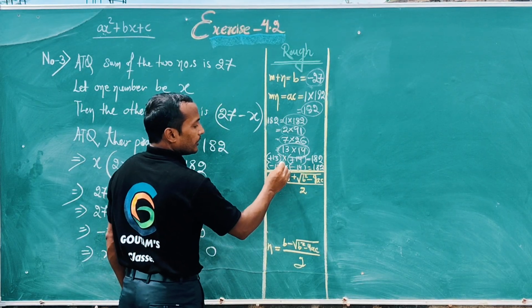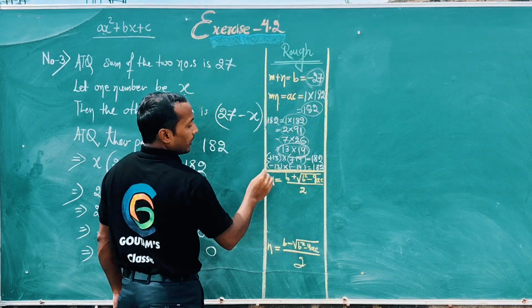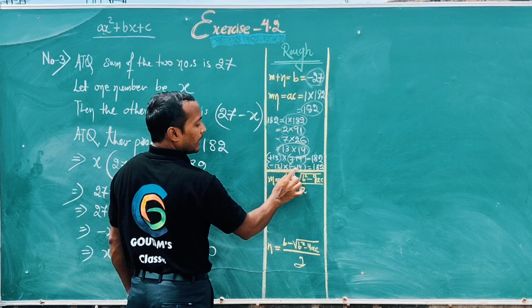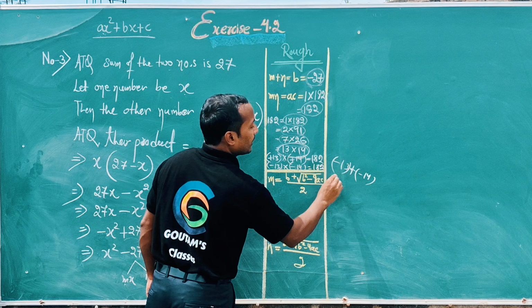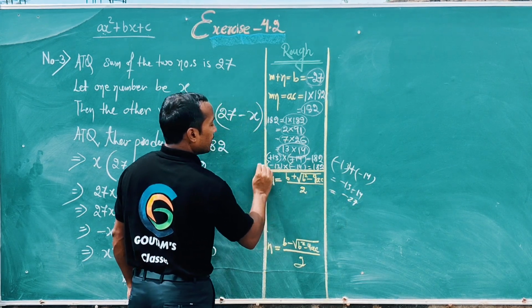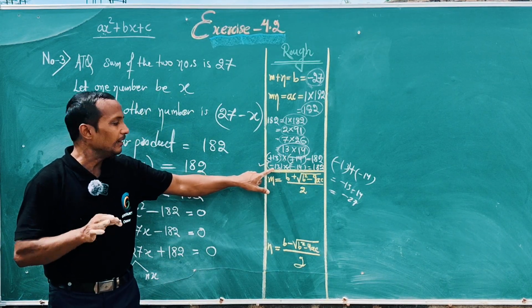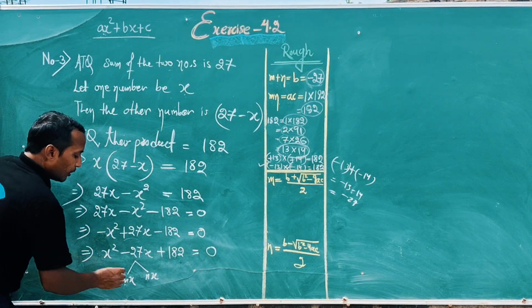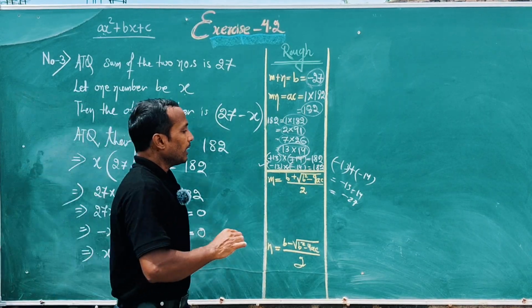But in which case, out of these two pairs, do you get the sum equal to -27? If you take plus 13 and plus 14, you will get plus 27. But if you take minus 13 and minus 14, minus 13 plus minus 14 will give you minus 27. So we will go for minus 13 and minus 14. So let minus 13 be m, and minus 14 be n. For m I will take minus 13, and for n I will take minus 14. I am going to write here.